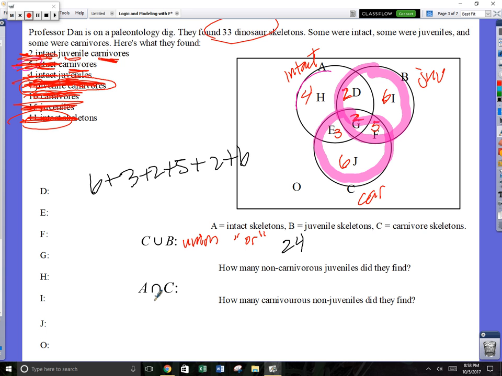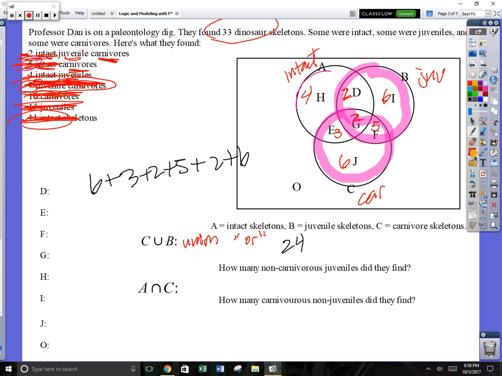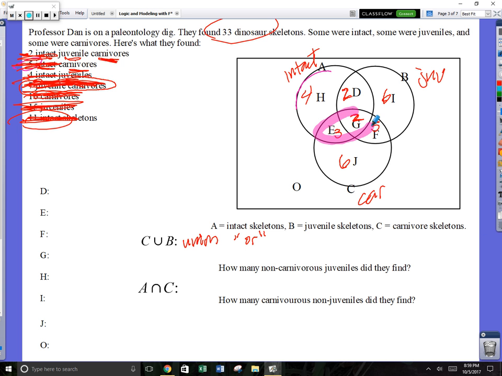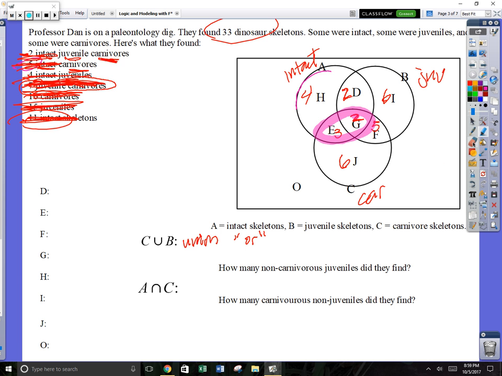So the intersection of A and C, man, I gotta erase these highlighters now. Okay, so the intersection of A and C, that is where the overlap happens between A and C, so it's right there, region E and region G, so add those up, 3 plus 2, so you got 5 kids that live there.